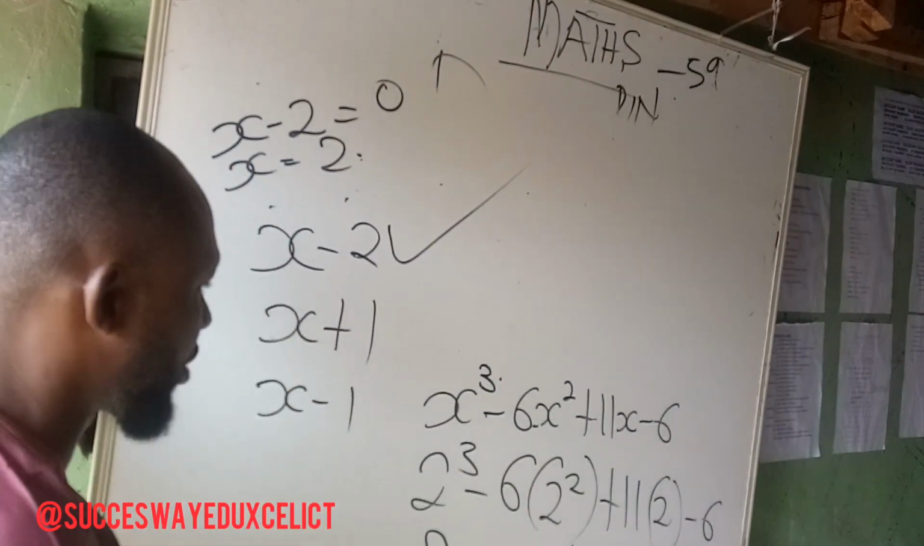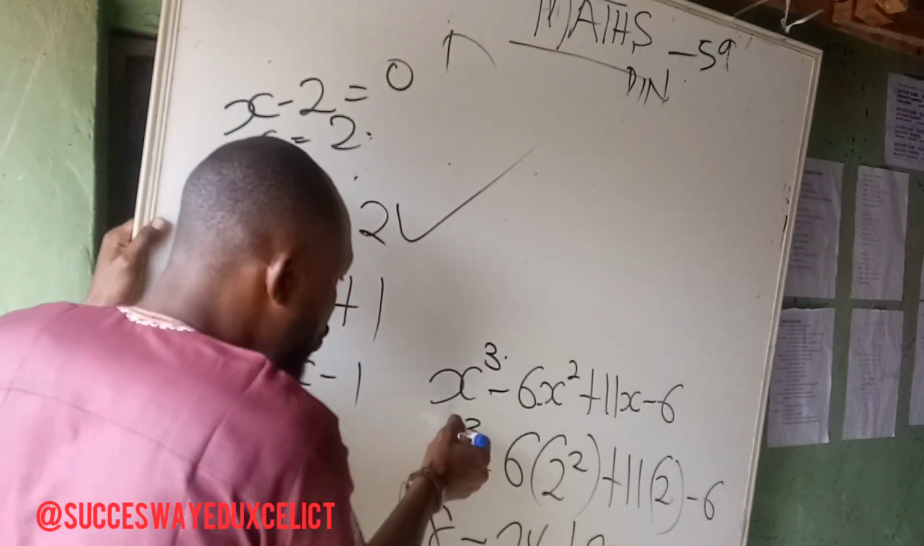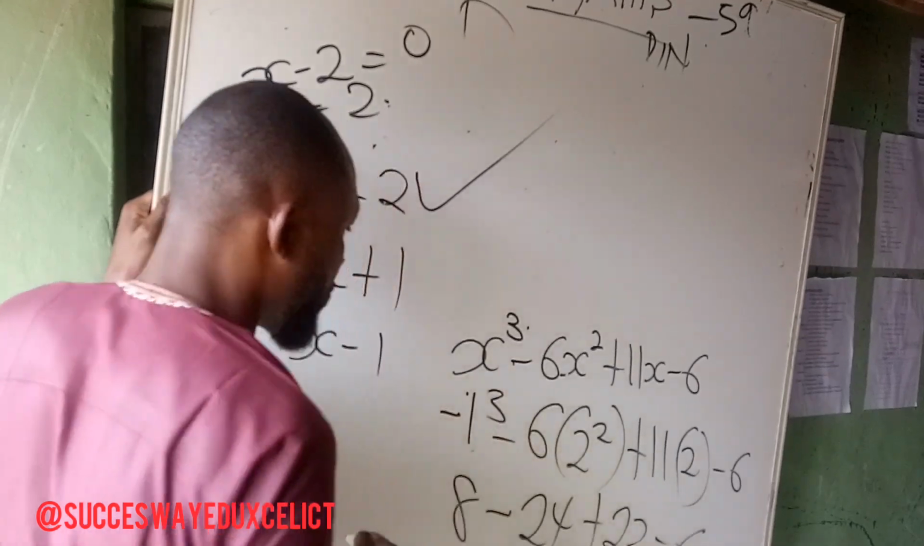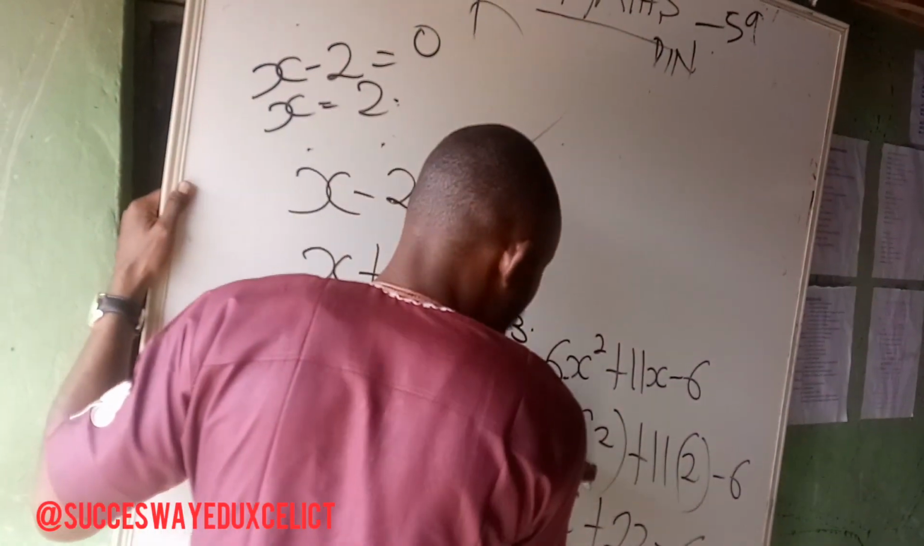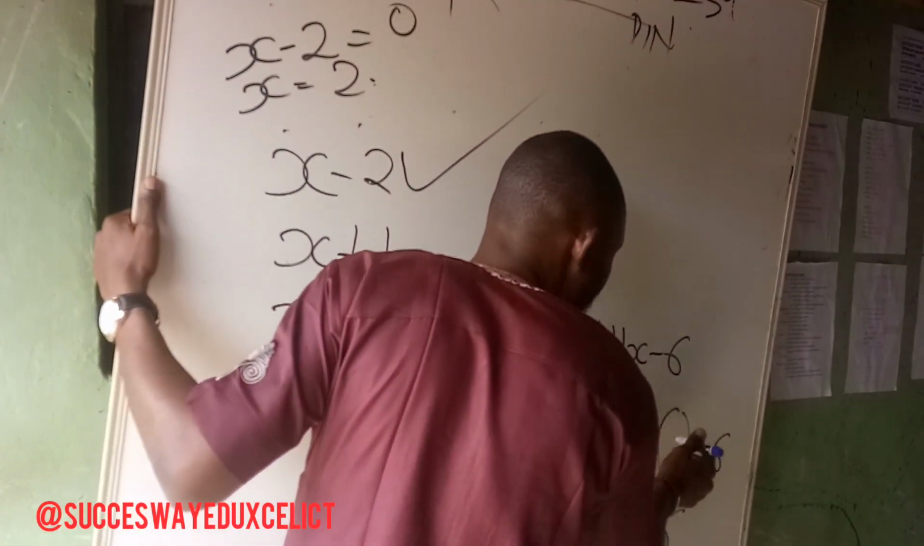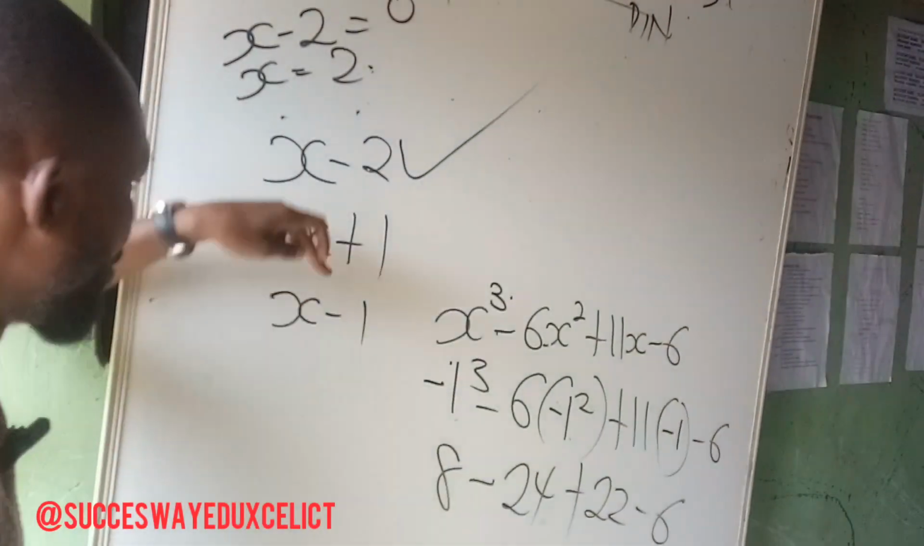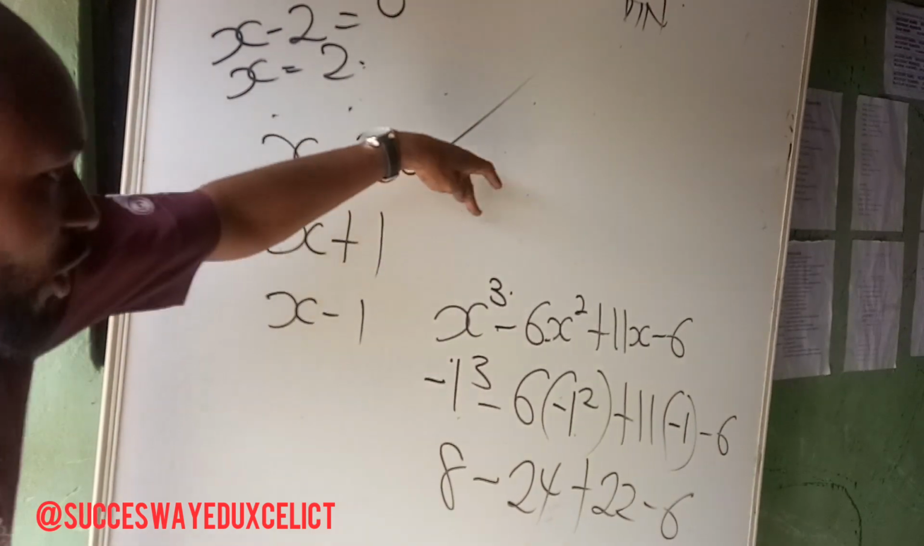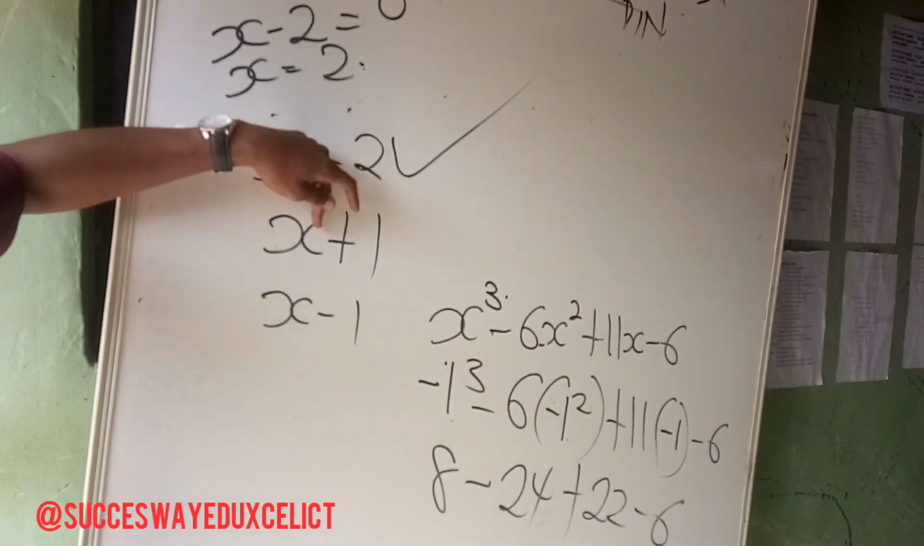Let's check if this is a factor. Here I'm going to have 1 minus 1 raised to power 3 into minus 1. Who doesn't understand what I'm doing? From here, x plus 1 equals 0. As such, x is going to be minus 1 here.